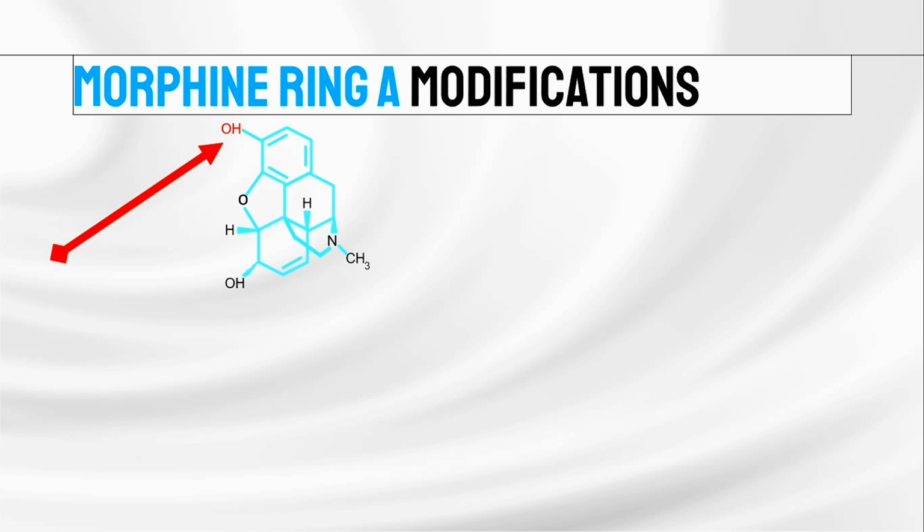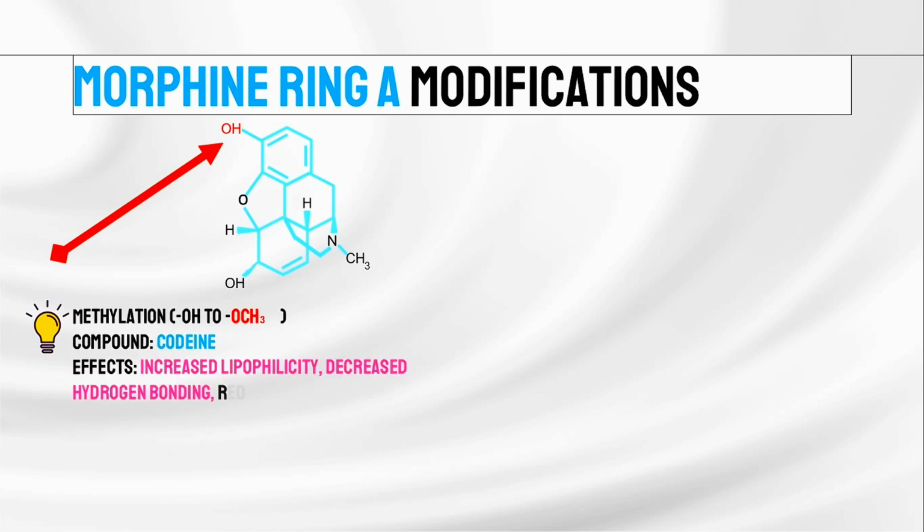Buckle up as we dive deep into the molecular maze. Methylation: morphine becomes codeine. By swapping out the hydroxyl group, OH, at position 3 with a methoxy group, OCH3, morphine undergoes a magical transformation into codeine.